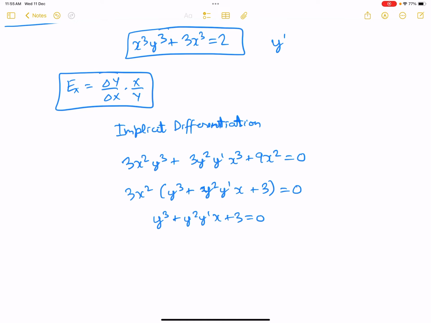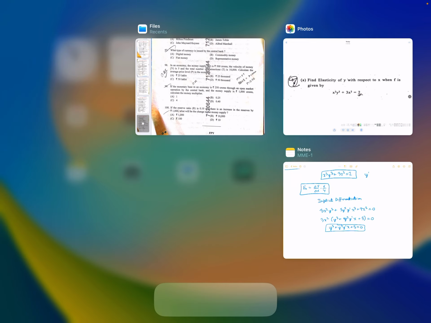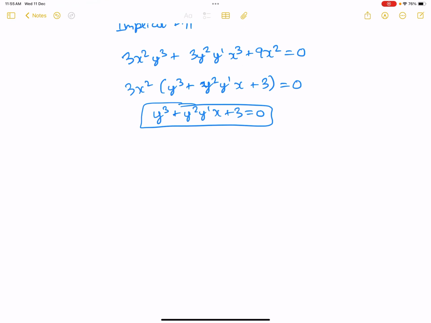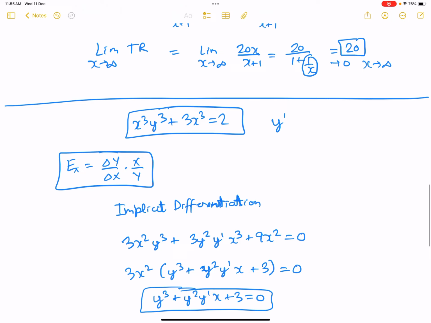Now expressing this in terms of y dash only, we have y dash y square x equals minus 3 minus x. So y dash equals minus 3 minus x into y square x. Okay, I hope this is clear.